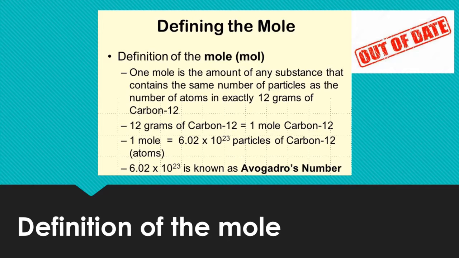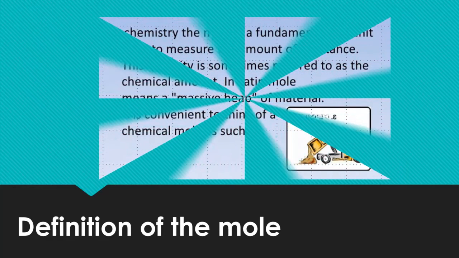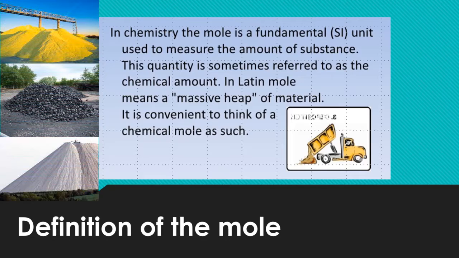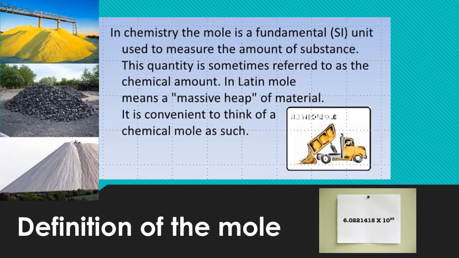Now, interestingly, I also found that in chemistry, yes, the mole is the SI unit to measure amount of substance, but in Latin, mole means a massive heap of material. So it would be convenient to think of the mole as a heap or a pile of materials. But there's a pile of sulfur, a pile of carbon, and a pile of sodium chloride. So exactly what is in that pile? Well, that's what Avogadro's number tells us, or the definition of the mole, that there must be 6.022 times 10 to the 23 particles in that pile.